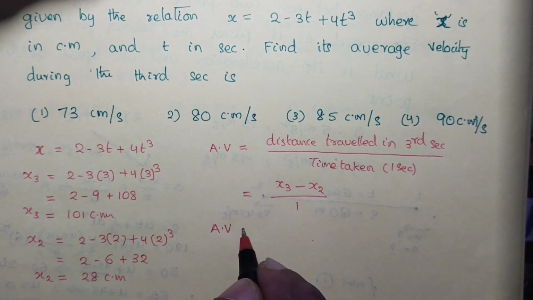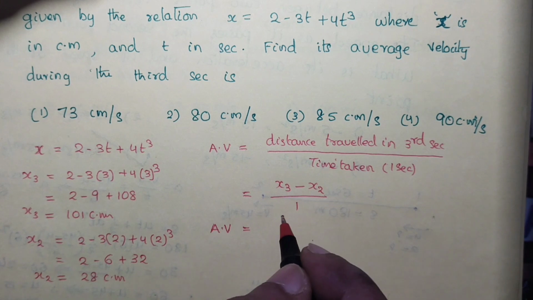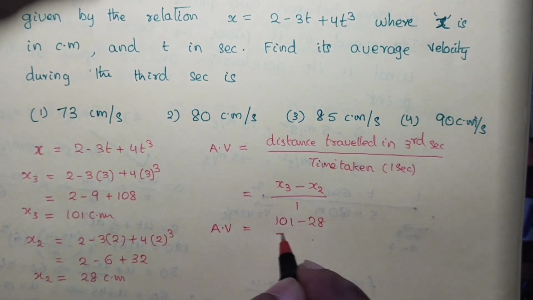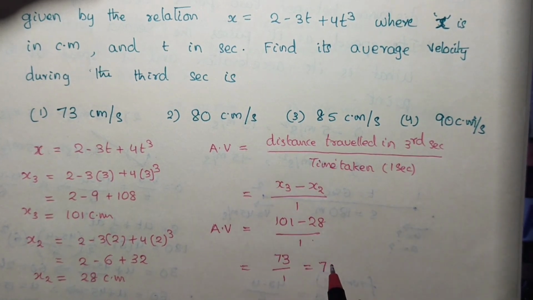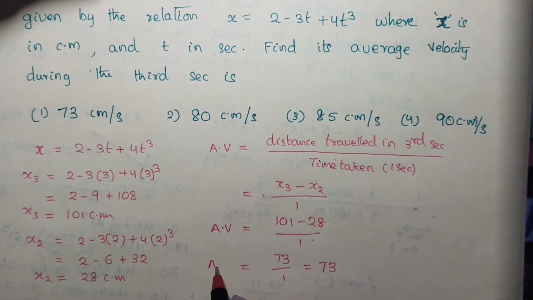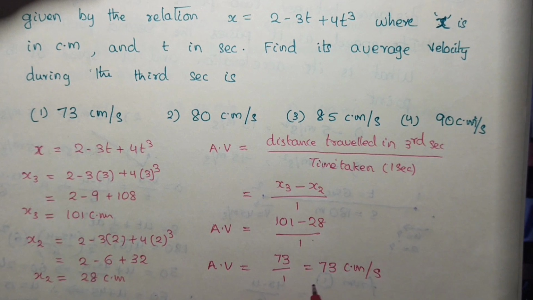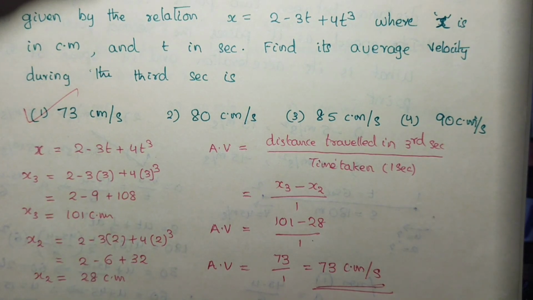So the average velocity in the third second is equal to (101 - 28)/1, that is equal to 73/1, that is equal to 73. Average velocity in the third second is 73 centimeters per second. This will be the answer. So option 1 is correct.